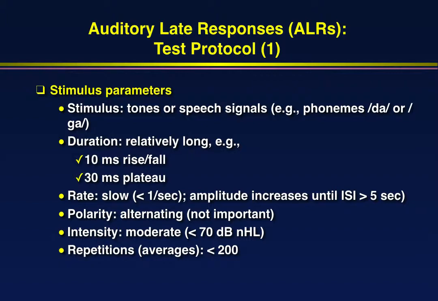Very long duration. These neurons in the cortex need a lot of time to fire adequately, and a very slow rate. The slower the rate, the bigger the response. So at least a rate of one stimulus every 2 seconds. If you use an even slower rate, that's even better. Of course, the slower the rate, the longer it takes to get the response. Polarity is not important, and we avoid very high intensities.